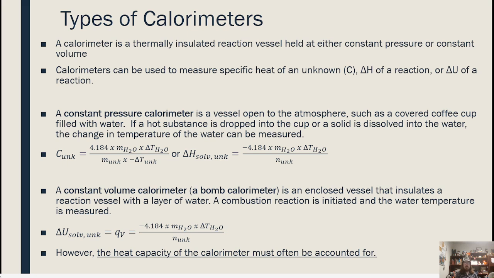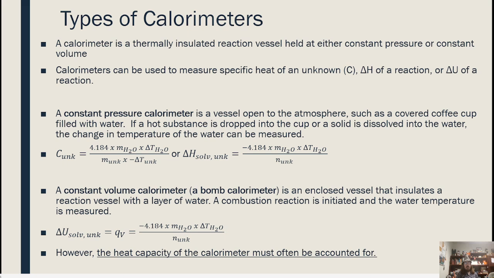Well, a constant volume one is called a bomb calorimeter, because technically if the pressure were to build up too high, it would explode like a bomb. It's an enclosed reaction vessel that is insulated with a layer of water. A combustion reaction is initiated, and the water temperature is measured. This is how you could find out the calorie count of foods. You essentially fully combust them in this chamber, capture all the heat as a change in water, and measure that.